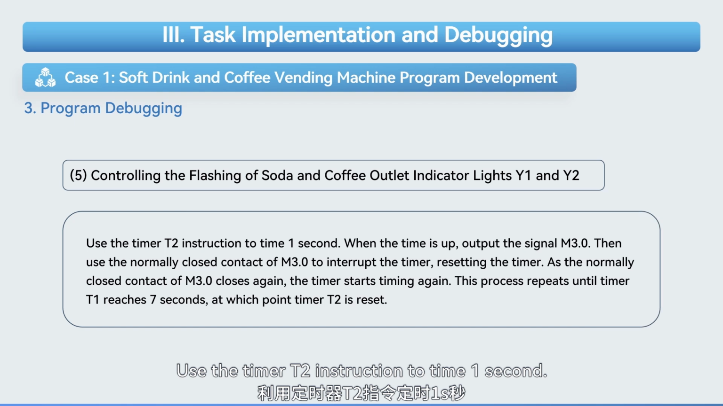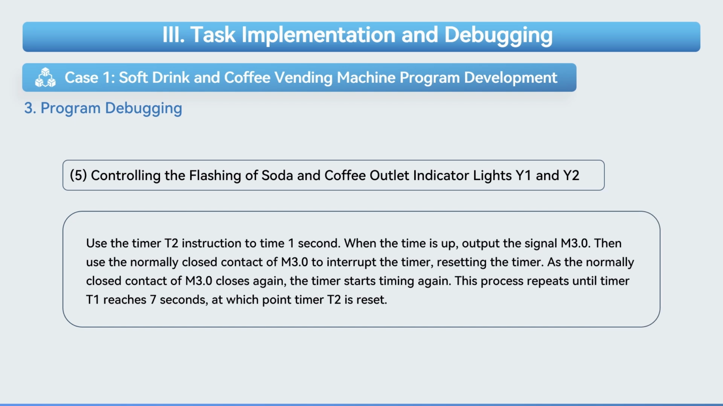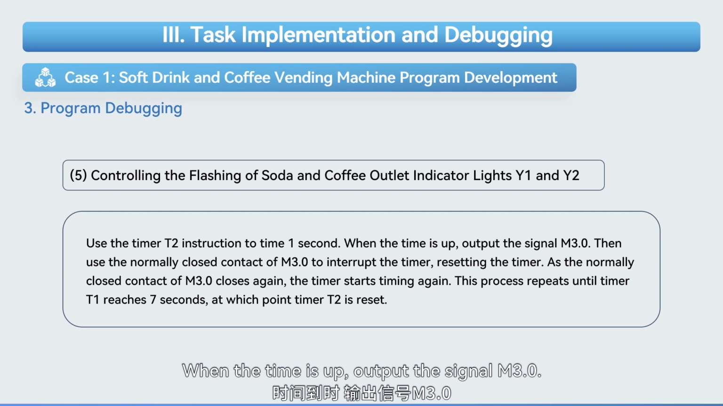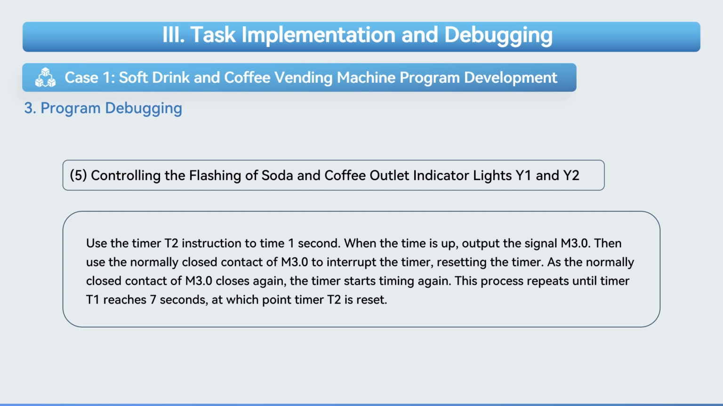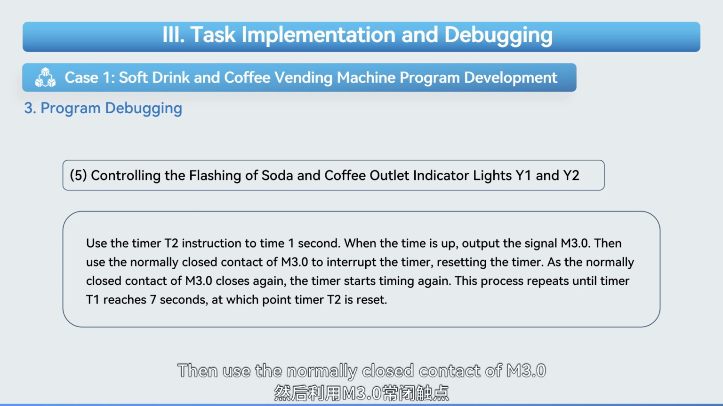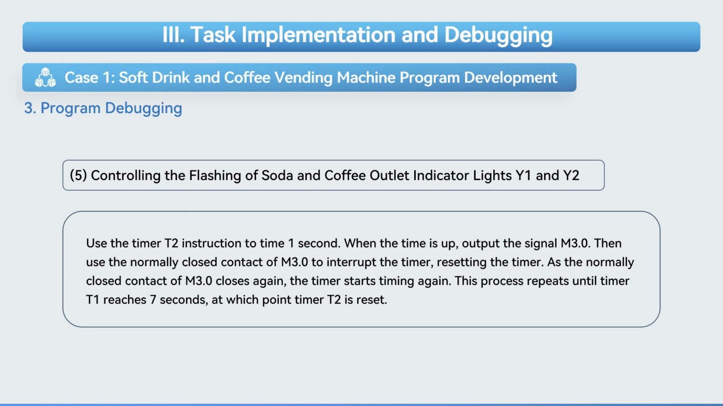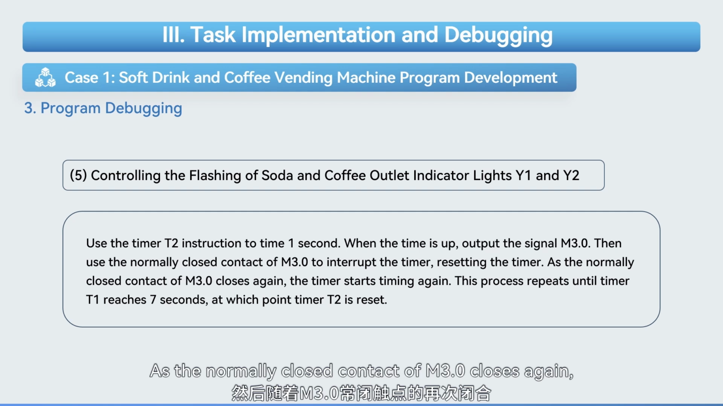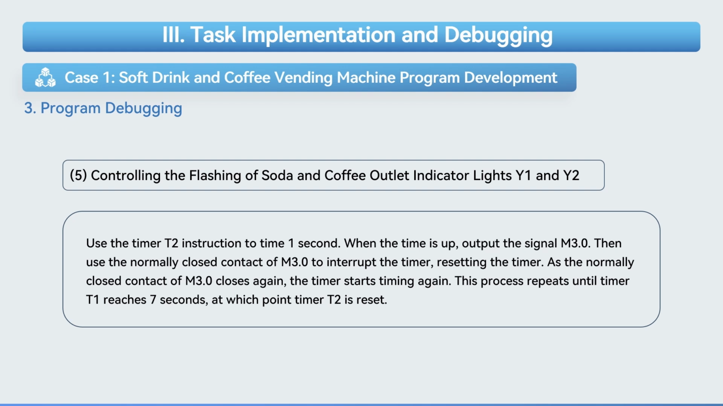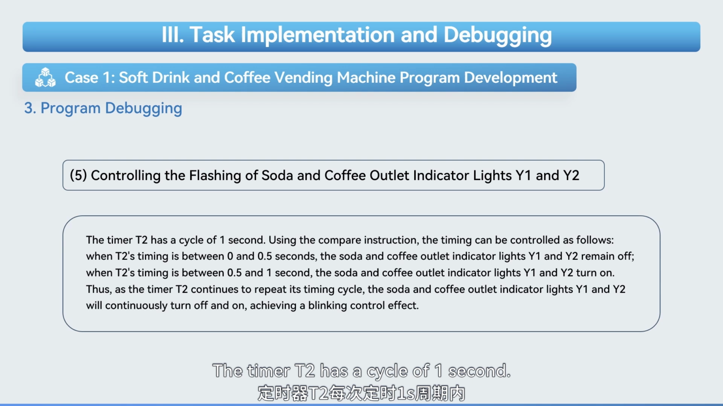Use the timer T2 instruction to time 1 second. When the time is up, output the signal M3.0. Then use the normally closed contact of M3.0 to interrupt the timer, resetting the timer. As the normally closed contact of M3.0 closes again, the timer starts timing again. This process repeats until timer T1 reaches 7 seconds, at which point timer T2 is reset. The timer T2 has a cycle of 1 second.